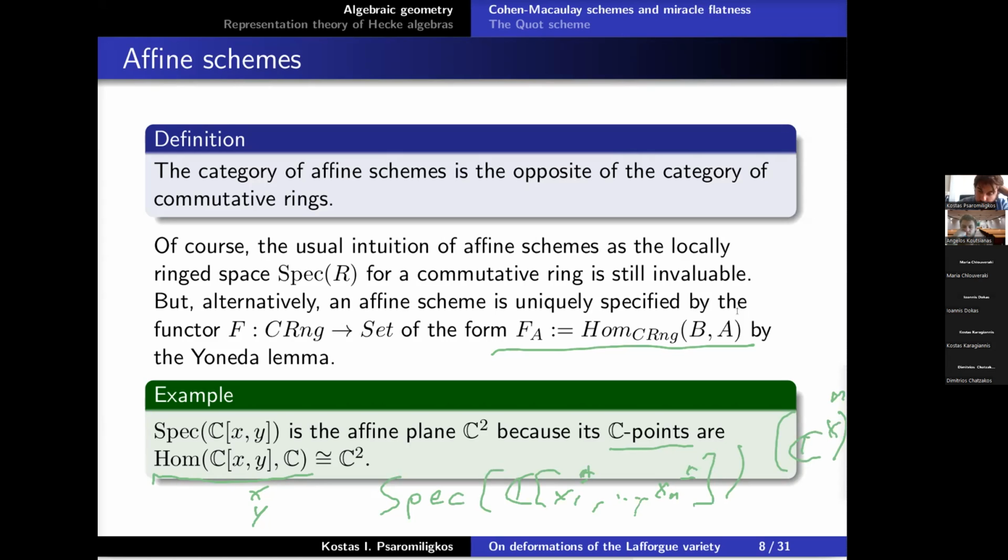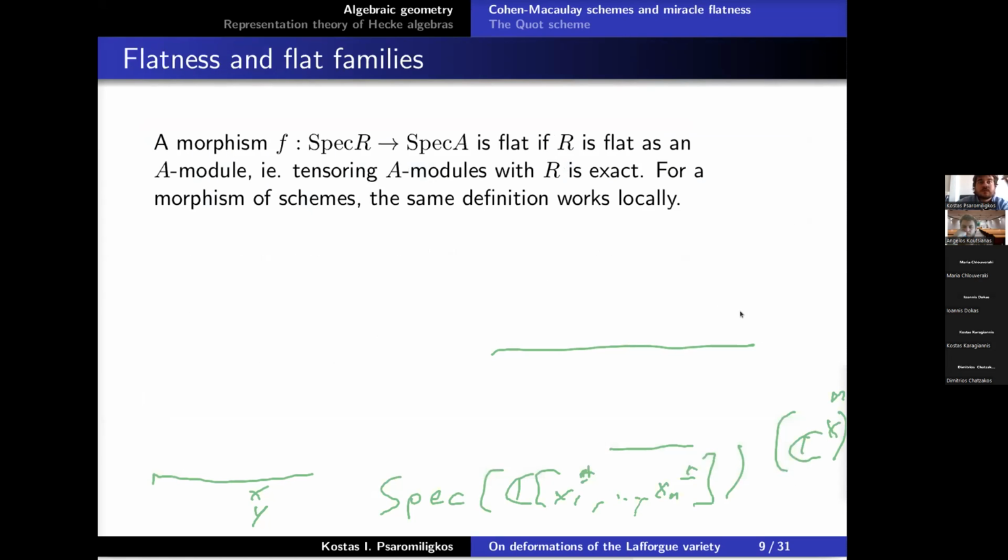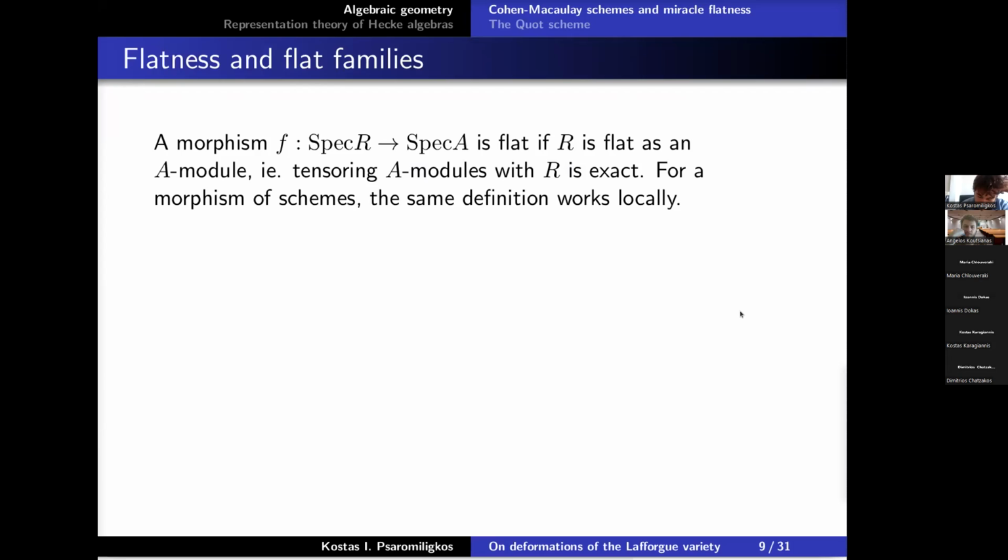Now, we also need to introduce what a flat morphism is. So let's say we have a morphism between two affine schemes. Then we call it flat if R is flat as an A module.